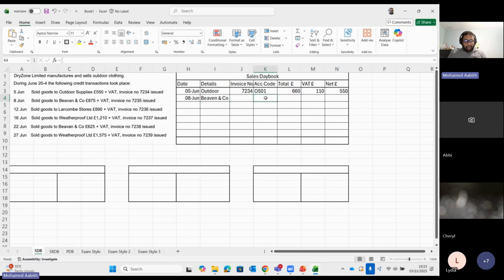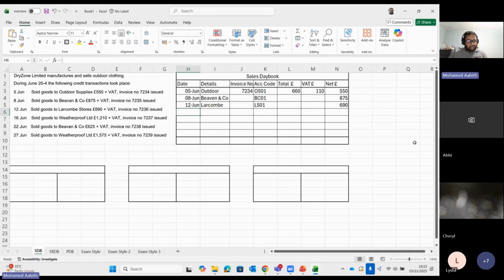So we worry about that later, B1 and BC01. So we have how much there? 875 there. So let's look at that next one here. 12th of June. So we have Lacombe. I'm going to say LR stores 01. And the amount we have here is 690 pounds.